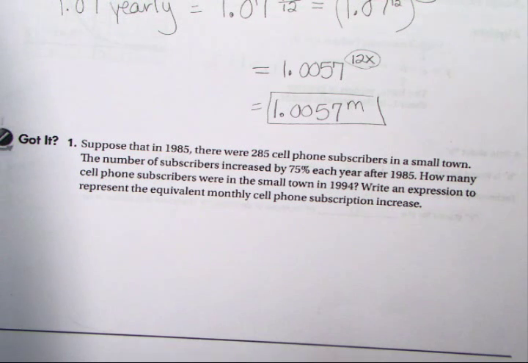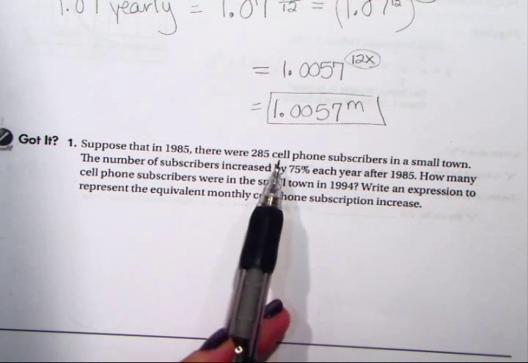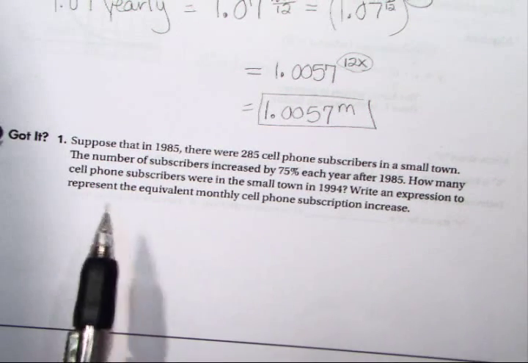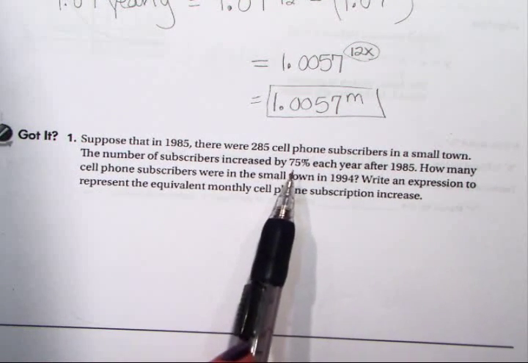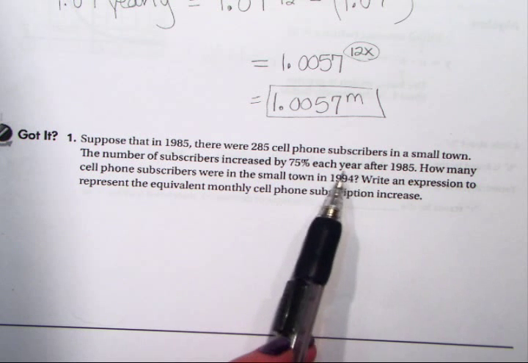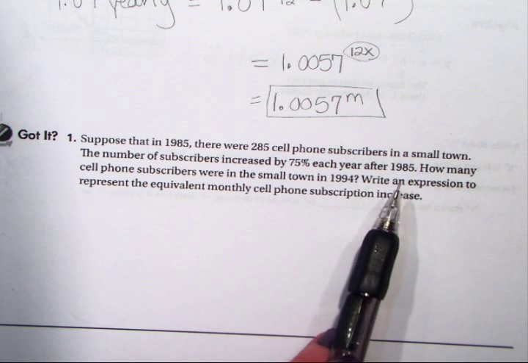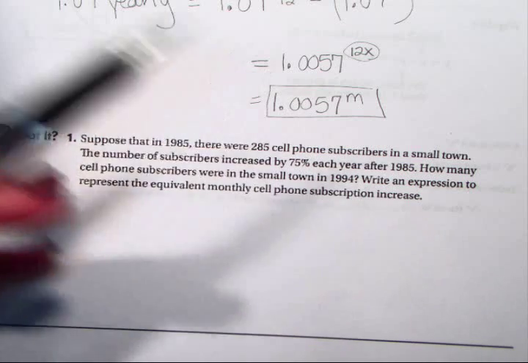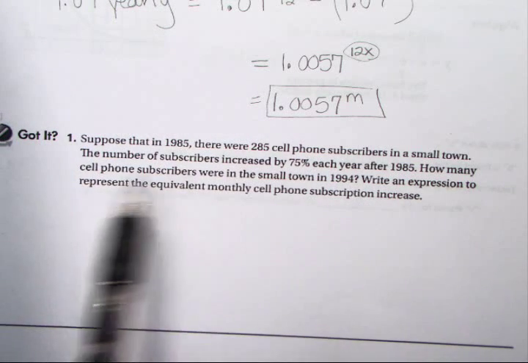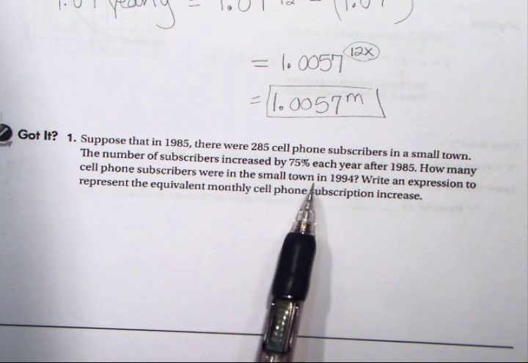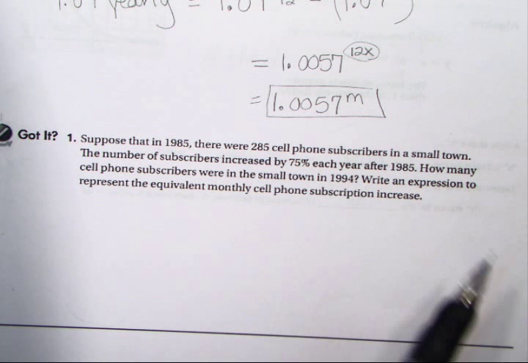Look at that. Suppose in 1985, there were 285 cell phone subscribers in a small town. The number of subscribers increased, no doubt, by 75% each year after 1985. That's a really, really big increase, okay? How many cell phone subscribers were in the small town in 1994?